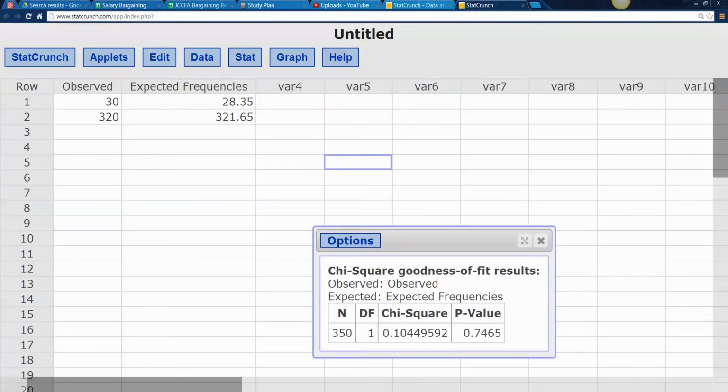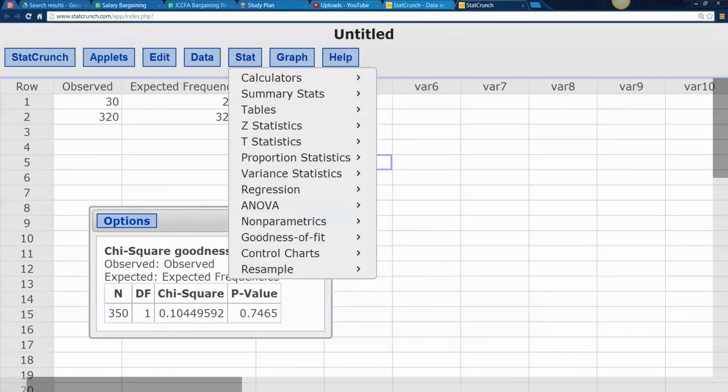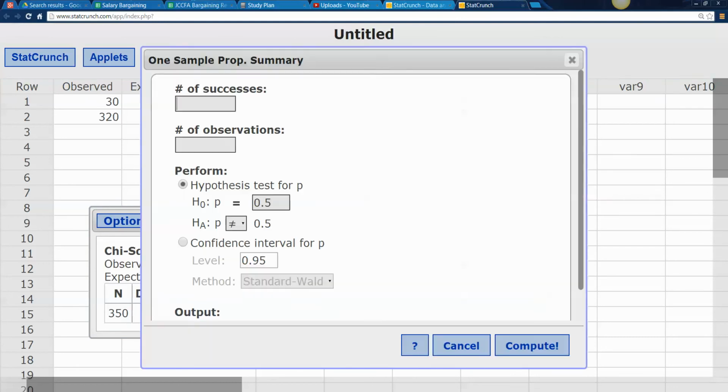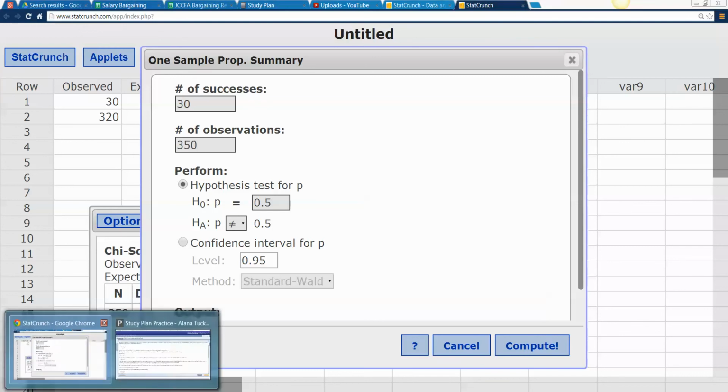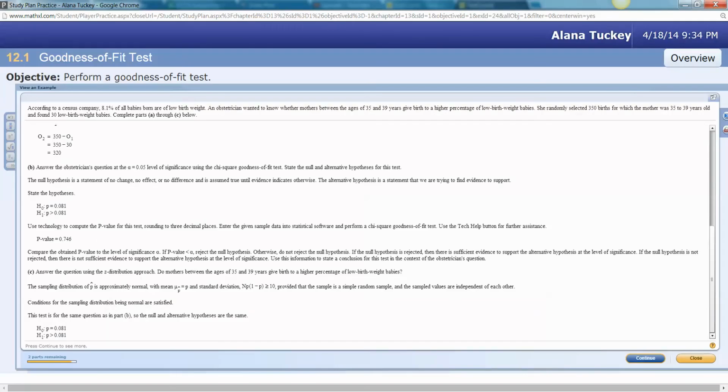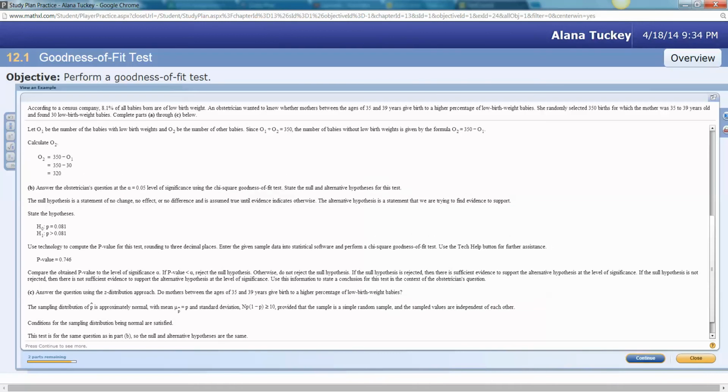So instead of doing this chi-square test business, what if we do Stat, Proportion, One Sample, with Summary, and we say we had 30 low birth weight babies. We had 350. Or was it 300? I think it was 350. Let me double check. Because this is such a basic proportion problem. It's basically a chapter 10 proportion problem. Where do they have it? Oh, right up there, 350.